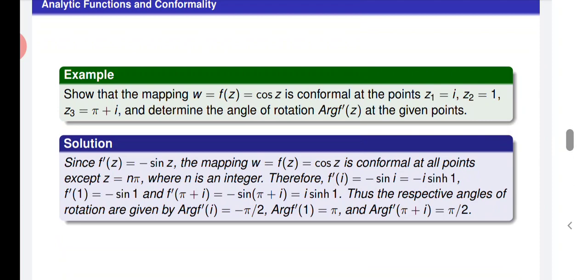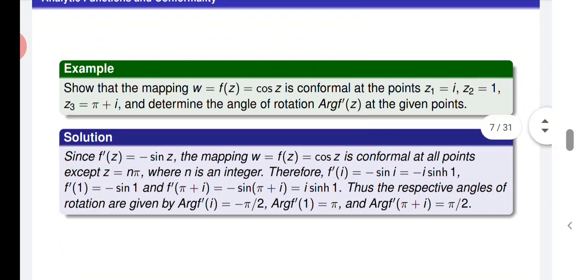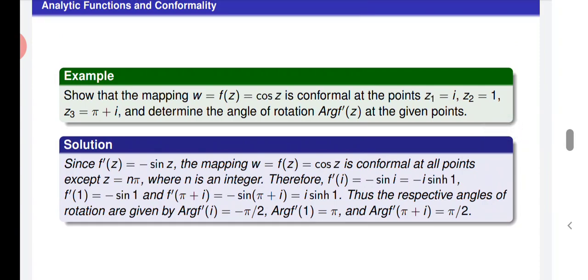Therefore f dash at iota is equal to minus sin iota, and by conversion to hyperbolic functions this is equal to minus iota sinh 1. f dash 1 is equal to minus sin 1, and f dash of pi plus iota is equal to minus sin of pi plus iota, which after simplification is equal to iota sinh 1. Thus the respective angles of rotation are given by argument of f dash iota equal to minus pi by 2, argument of f dash 1 equal to pi, and argument of f dash of pi plus iota equal to pi by 2. These are the results.